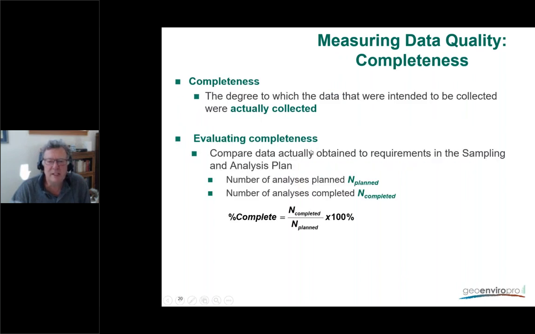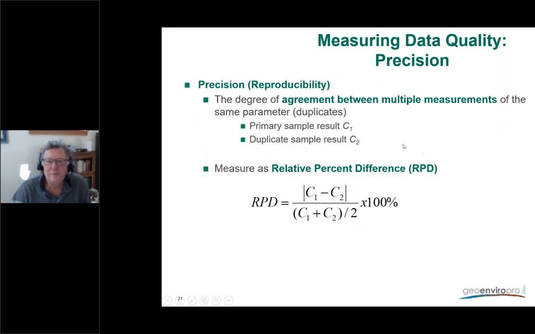Then finally, for completeness, the last C in our PARCC acronym, this is just doing what you said you'd do. So the percent completed is a simple calculation. How much did you actually do versus what was planned? Now we get on to this precision thing. This is the real slop in the data, in my view, that we should really spend some time on.